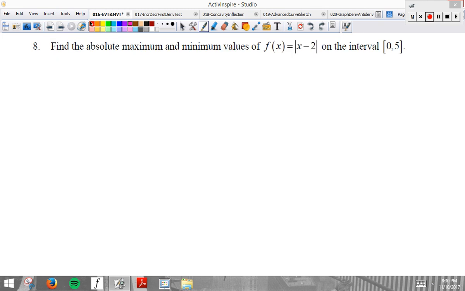Next, find the absolute maximum and minimum values of this function on this interval. So when we go to ask about f prime, we notice that we don't really have a good technique for finding the derivative of an absolute value function. Whenever we find ourselves at a loss to describe a derivative, a good solution is to graph it. This is especially true of absolute value functions. That's really your key to an absolute value function.